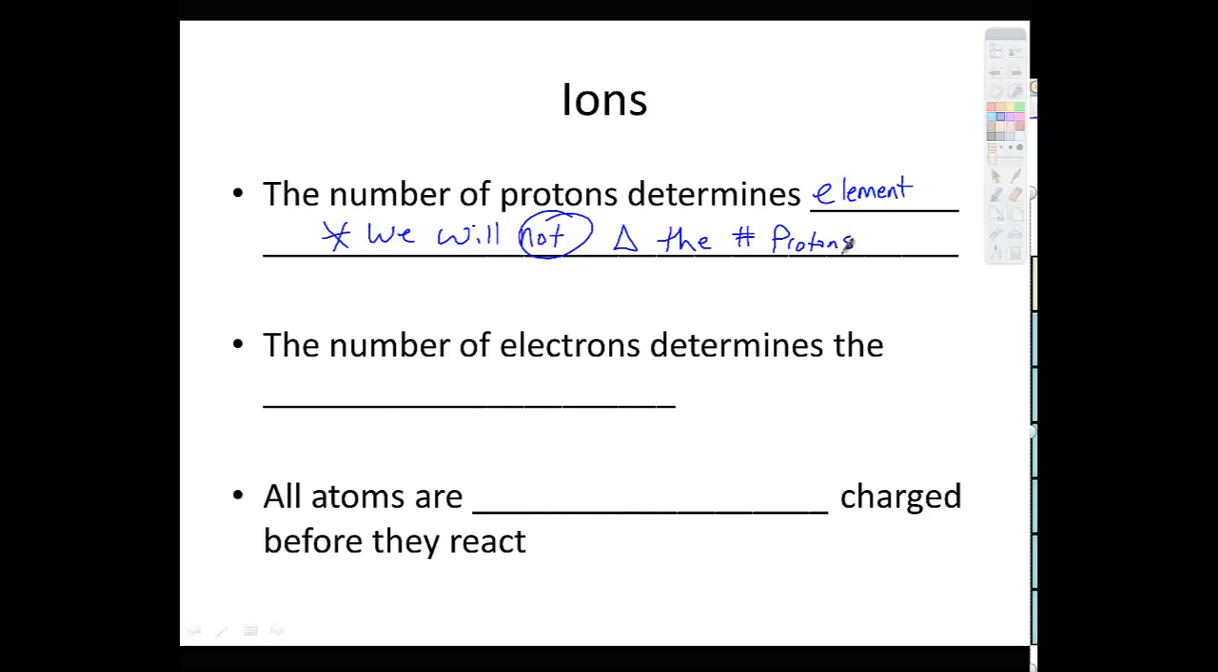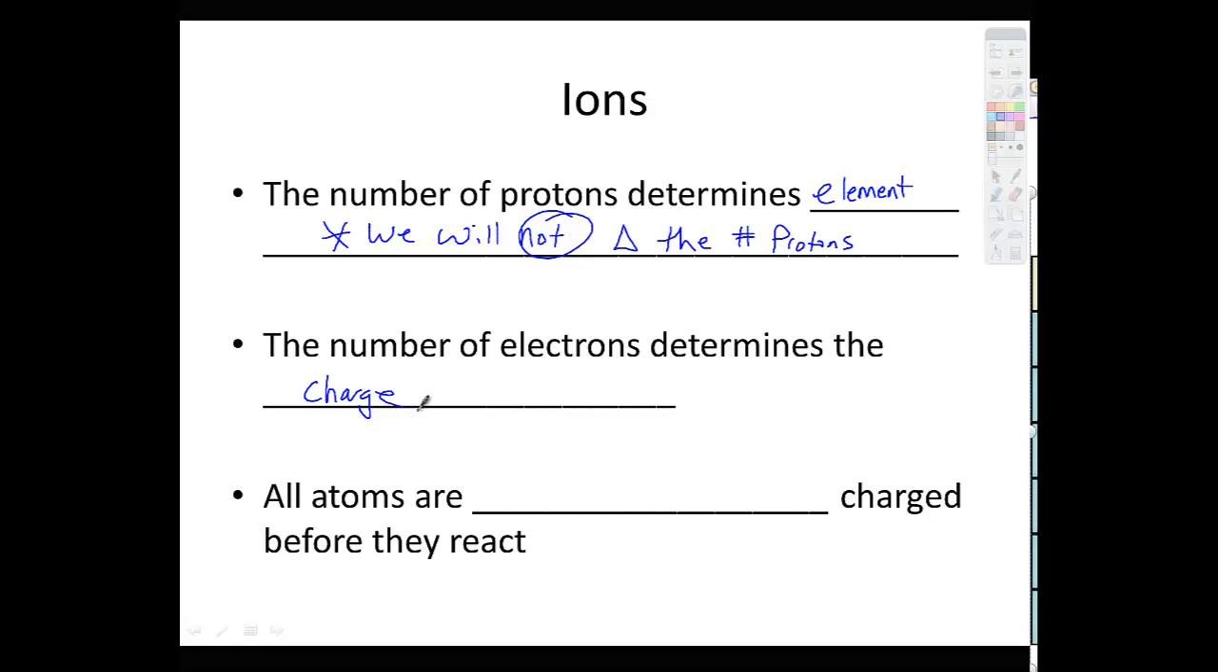Okay? Remember, protons have a positive charge, neutrons have no charge, so we don't really care about them when it comes to ions, and electrons have a negative charge. So because of that, if I can't change the number of protons, and I want to get something charged up, then I want to look at the number of electrons. So the number of electrons are going to determine the charge. And this is where ions come in. Okay, and so we'll define that here in just a second.